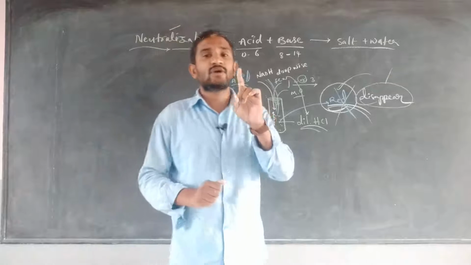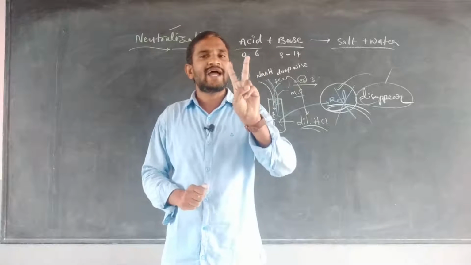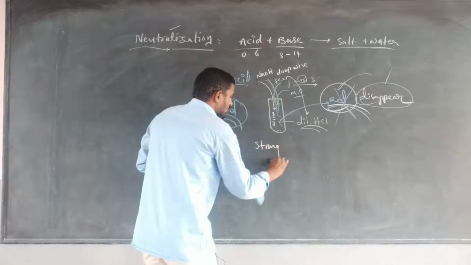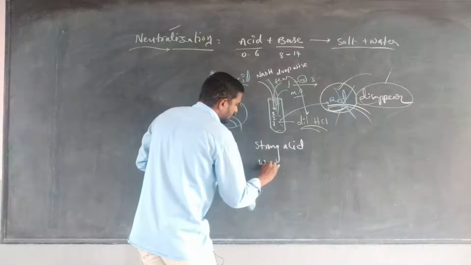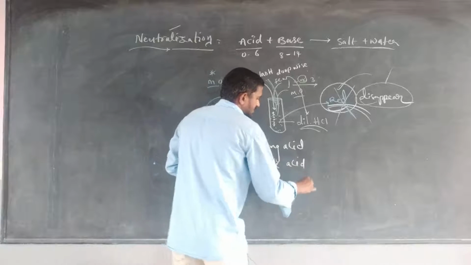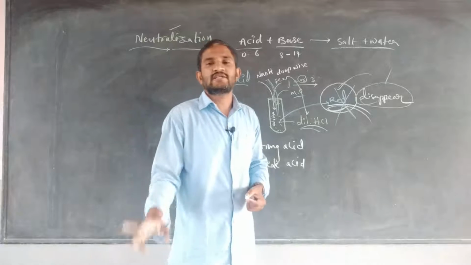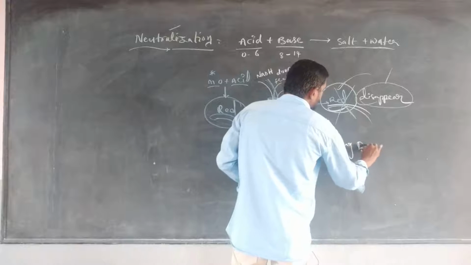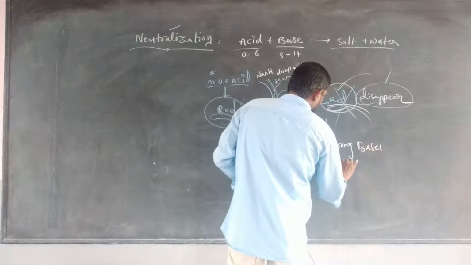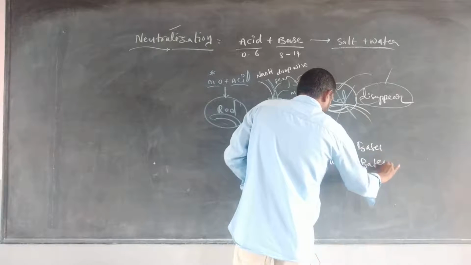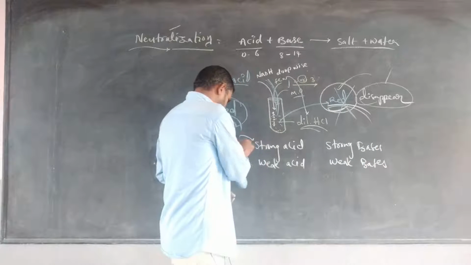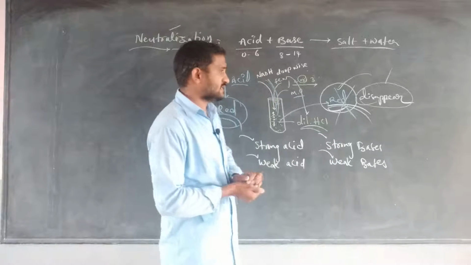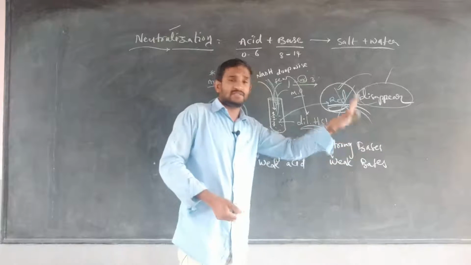In the last class we got that clarification. We classified the acids into two categories: strong acids and weak acids. Here bases are also classified into two categories: strong bases and weak bases. As we classified the acids into two categories, we classify the bases into two categories.